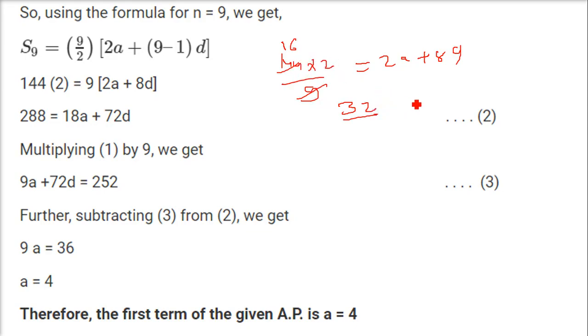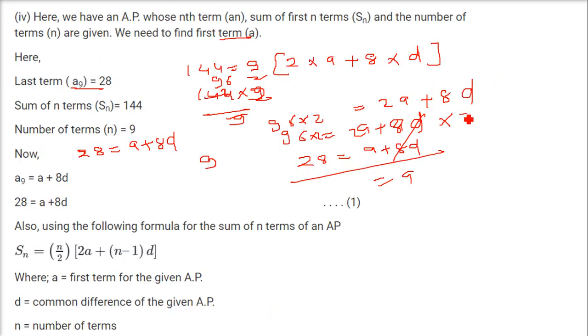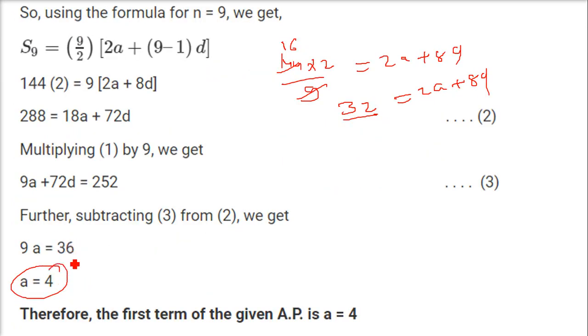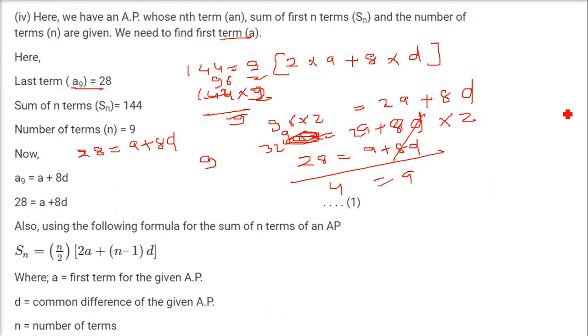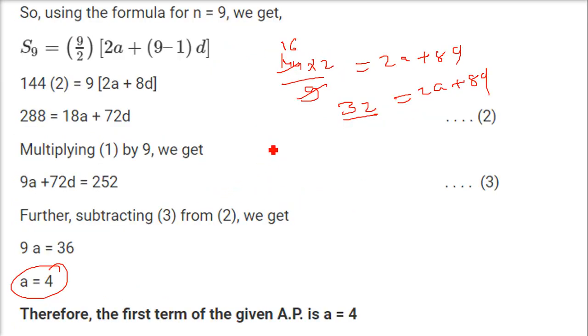16 into 2, 32 is coming. 2a plus 8d, so let us go back. 2a plus 8d is 32, right? So now we are subtracting. a will be equal to 32 minus 28, which is going to be 4. So a is 4. There are some changes I have done just because of complications of the numbers, so I just did it again, and a is going to be 4. This is how you have to solve. The basic idea is this.